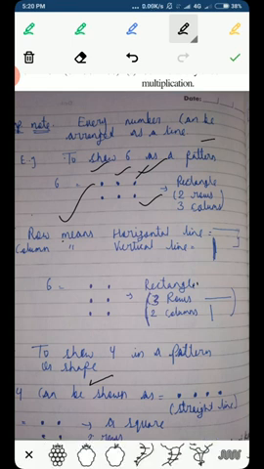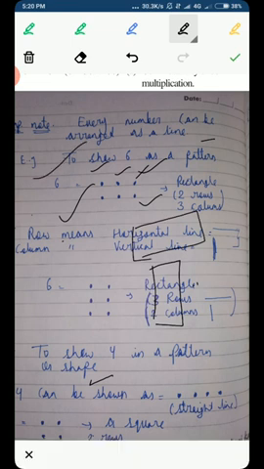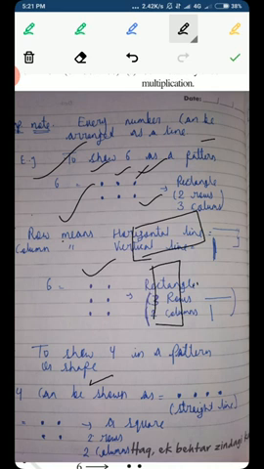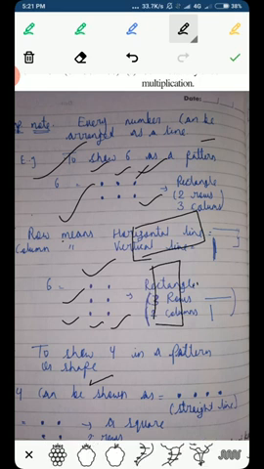Row means horizontal line and column means vertical line. So 6 can be shown in this form as a rectangle, and the rectangle can also be like this, and like this. Earlier we drew this shape of rectangle, and now we have drawn this shape, in which we drew 3 rows, 1 2 3, and 2 columns, 1 and 2. So this is also the pattern of a rectangle.